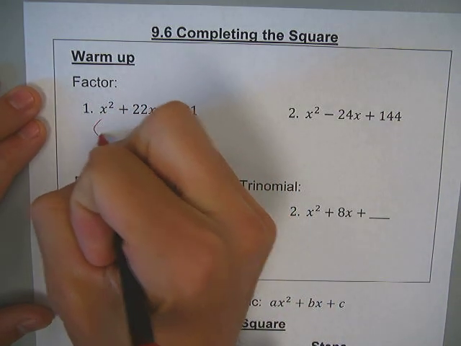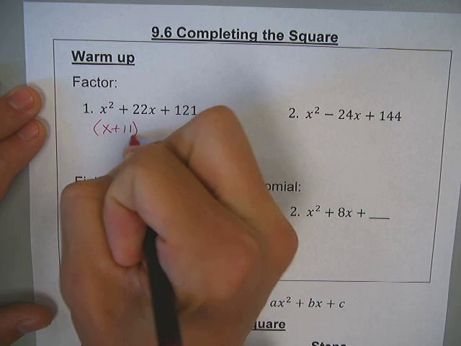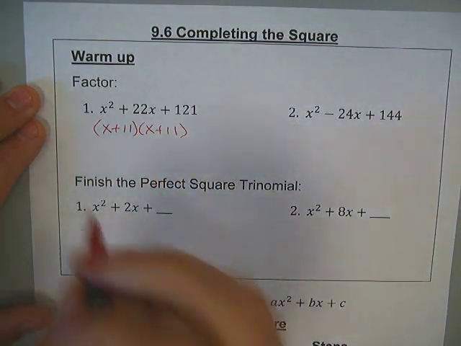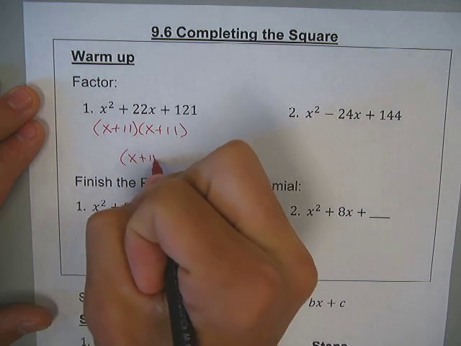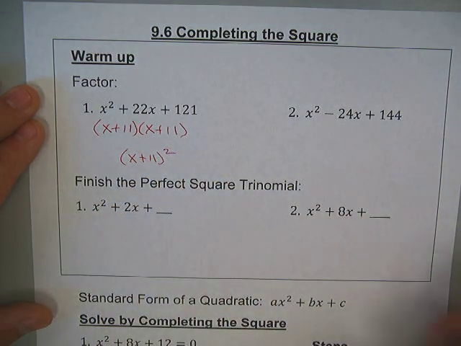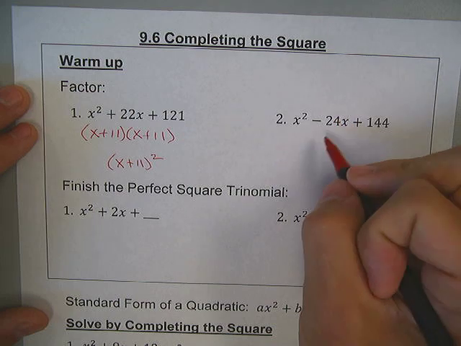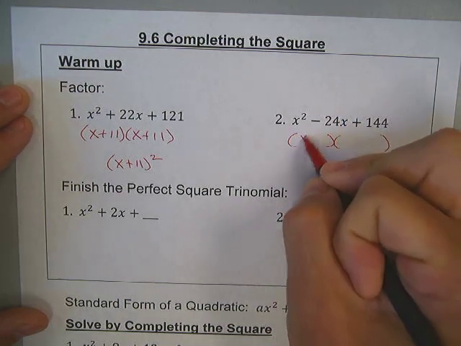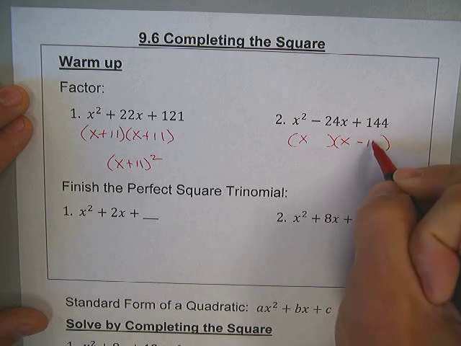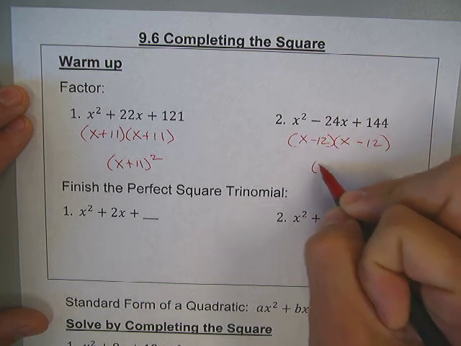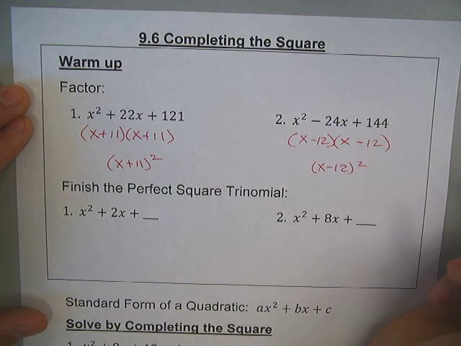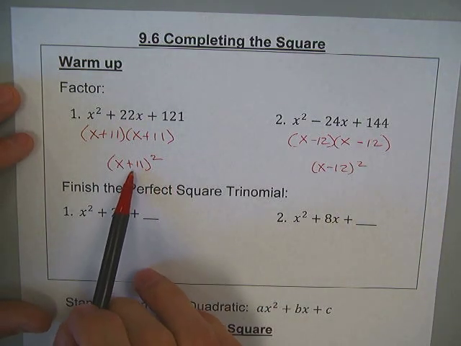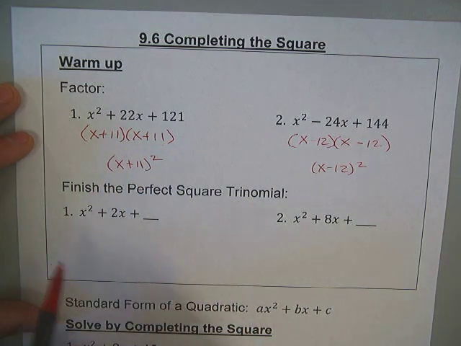The way I would look at it is I would see it as this factors: x plus 11 times x plus 11, or x plus 11 quantity squared. And then this one over here, I would factor x, and I would use minus 12 and minus 12, or x minus 12 squared. And so if you notice, both of these end up having factors that are identical to each other.